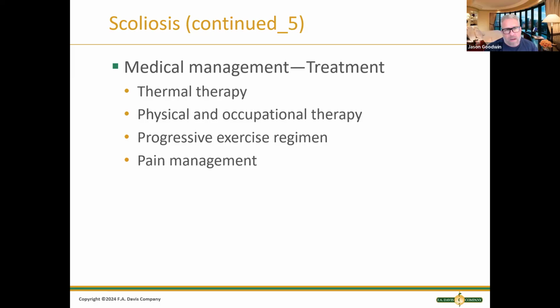Treatment can be around things like thermal therapy. There's growing research around exercise that it can actually reverse the symptoms, and then also prevent further progression. So that's huge. Females are 8 times more likely to need a brace or surgery, so exercise for them is particularly important. They're going to need physical therapy, et cetera, and exercise, and then pain management.